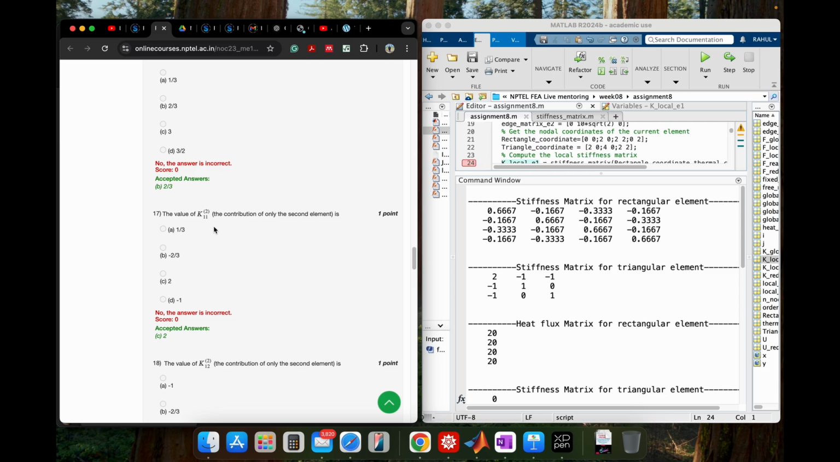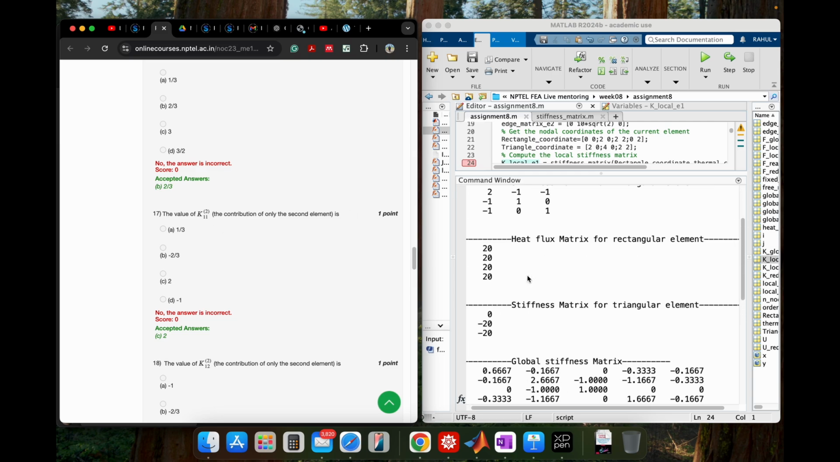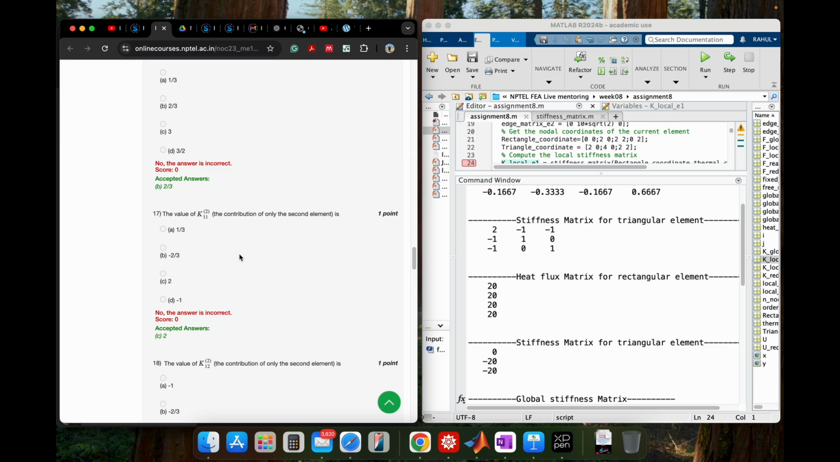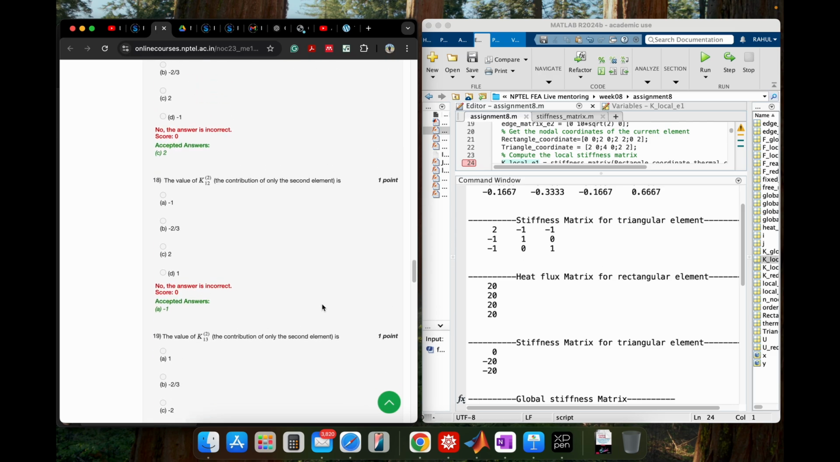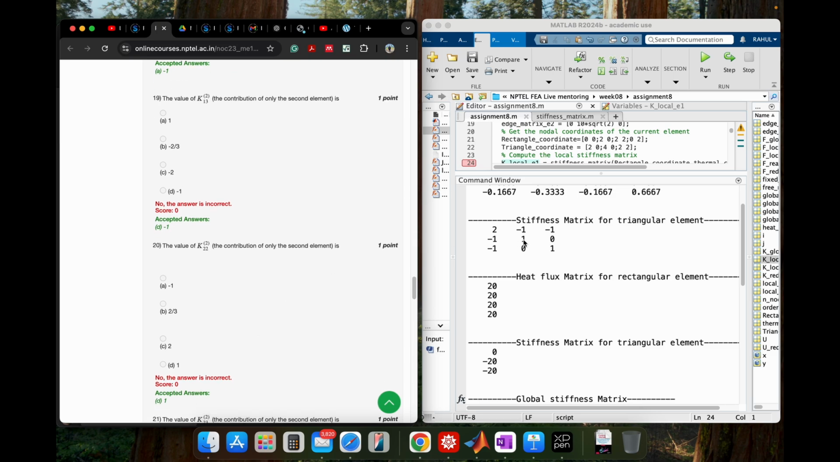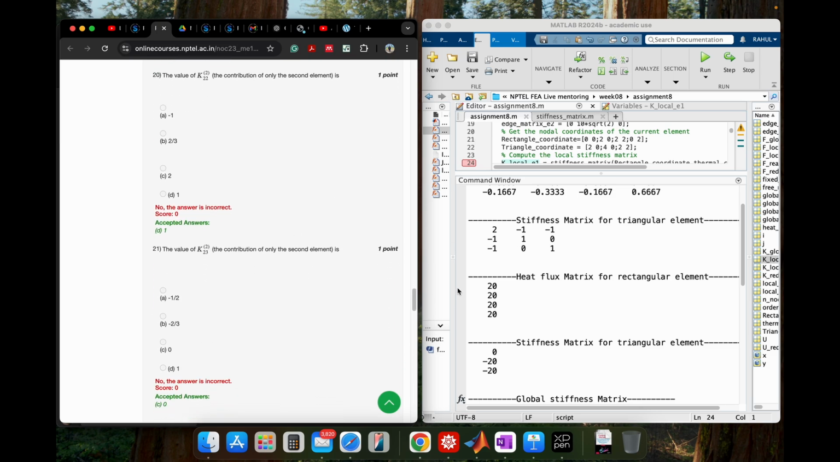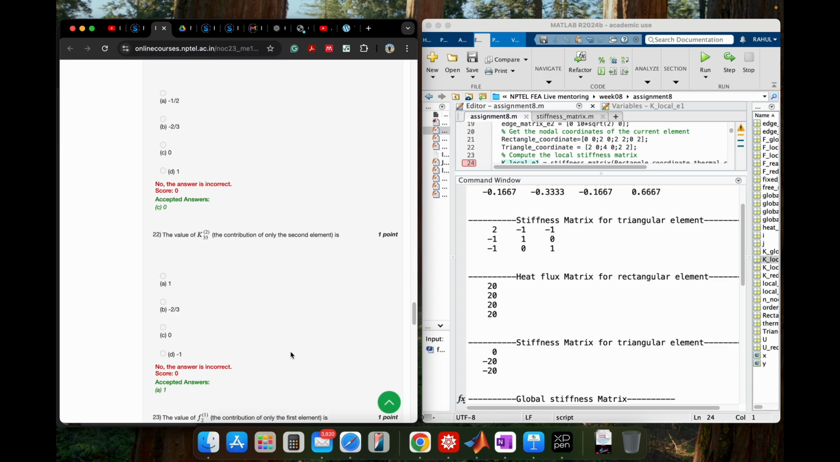So what will it be for element 2? Let's go to element 2. This is element 2. What is 1 1? It will be 2. What will be 1 2? It will be minus 1. What will be 1 3? It will be minus 1. What will be 2 2? It will be 1. What will be 2 3? It will be 0. What will be 3 3? 1.